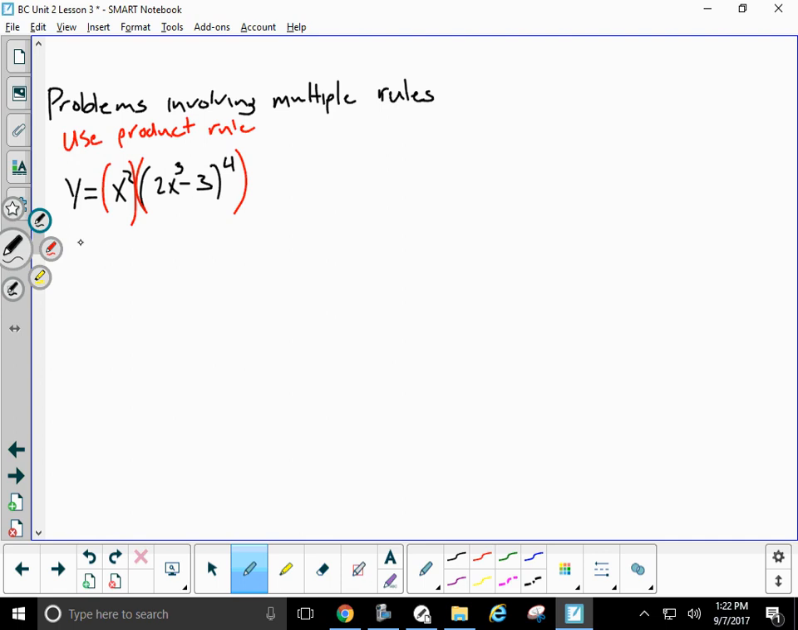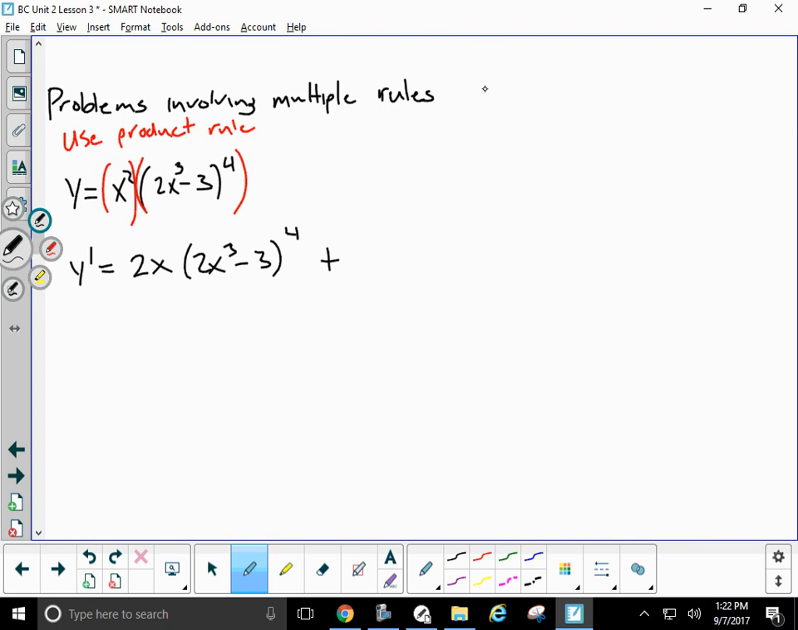Okay? So let's at least start it off. I have the derivative of the first, that's 2x, times the second, 2x cubed minus 3 to the fourth. This is the derivative of x squared times the second. Plus, now we need to take the derivative of the second piece. This is when we will use the chain rule.